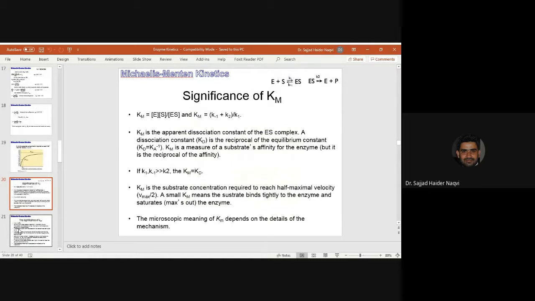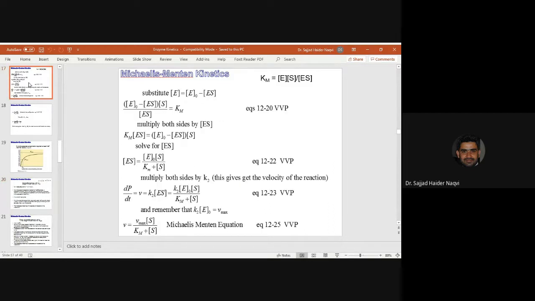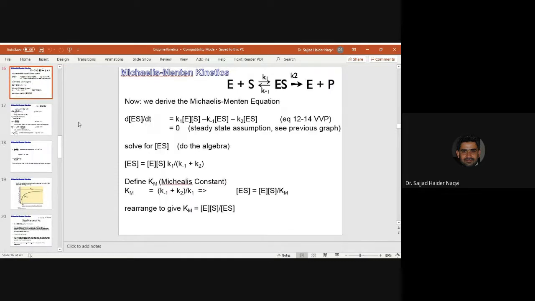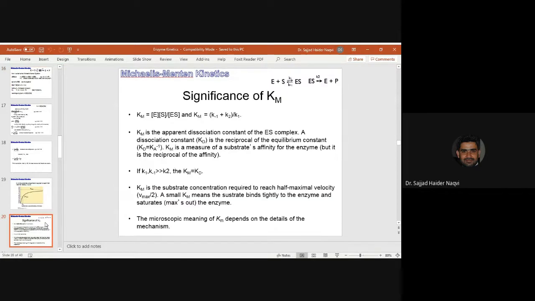Now let's talk further about what the significance of the Km is. There is a lot of significance of the Km. That's why we are talking about it so much. And as you have just seen in this slide, let me show you. Yeah, this one. You know that the Km is actually the ratio of K minus 1 plus K2 divided by K1. So it's actually the overall reaction coefficient for the reaction. So it must have significance. And what is the significance? We're going to talk about it right now.